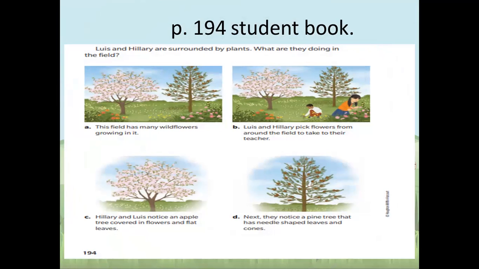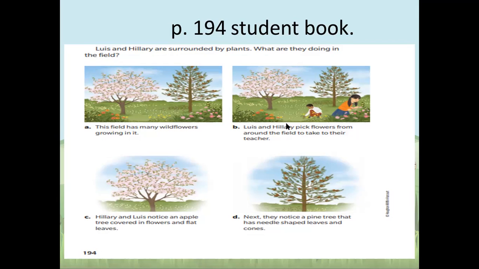If you open page 194 in your student book, you will find a very nice entertaining story about Lewis and Hillary that are surrounded by plants. What are they doing in the field? They are comparing between different plants. Comparing means find the differences and similarities between different plants.